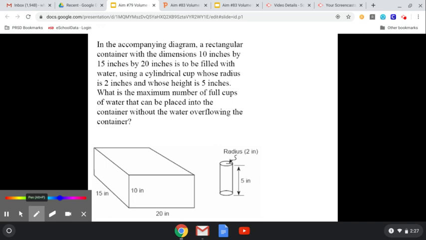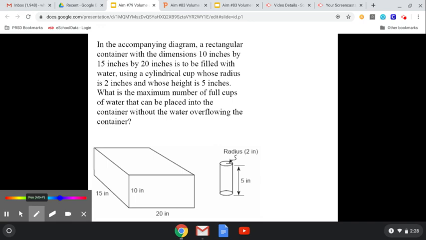Okay, in the accompanying diagram, a rectangular container with the dimensions of 10 by 15 by 20 is to be filled up with water using a cup whose radius is 2 inches and whose height is 5 inches. What's the maximum number of cups needed to fill that tank? Now, this sort of reminds me of the question we did yesterday with money bags.